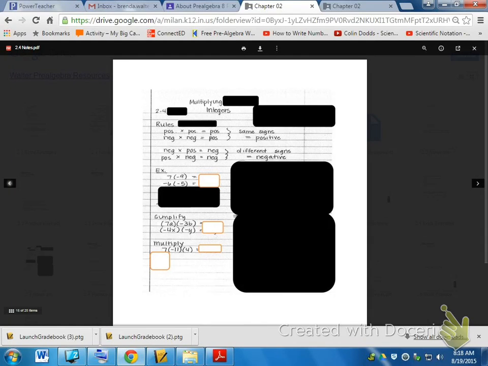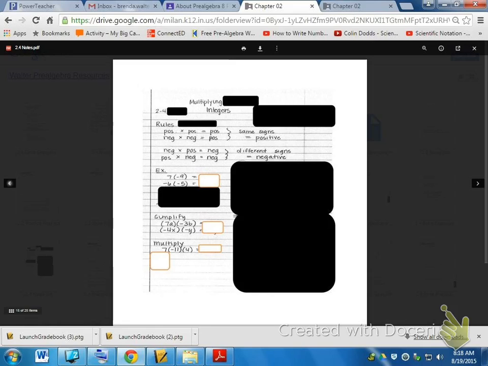Lesson 2.4 is multiplying integers, and we are going to combine that with 2.5, dividing integers, because the beginning rules for both lessons are exactly the same. It's similar to what we talked about yesterday when I made you rewrite the problems that had double signs.